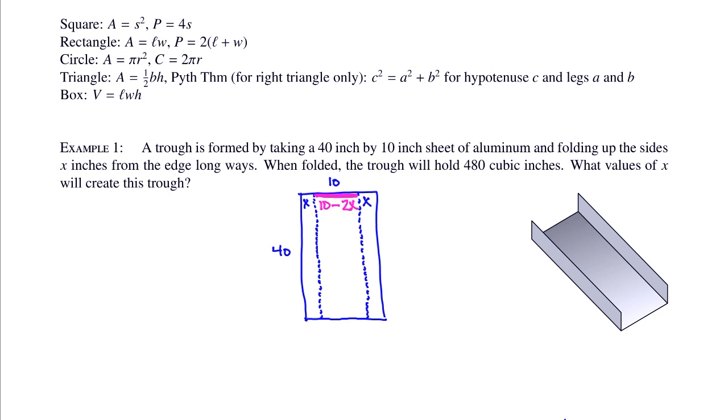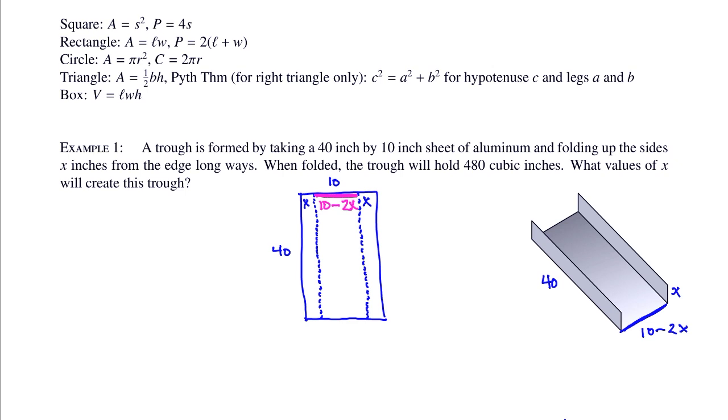If I take these measurements and I draw them on the three-dimensional picture on the right, then we know that we have 40 going down the length of the trough. The base here is 10 minus 2x, and the height of the box is the length that was x, that was folded up from each side. So we actually have a box. It doesn't have a top and it doesn't have sides on a couple of sides here, but it is a box and it holds 480 cubic inches.